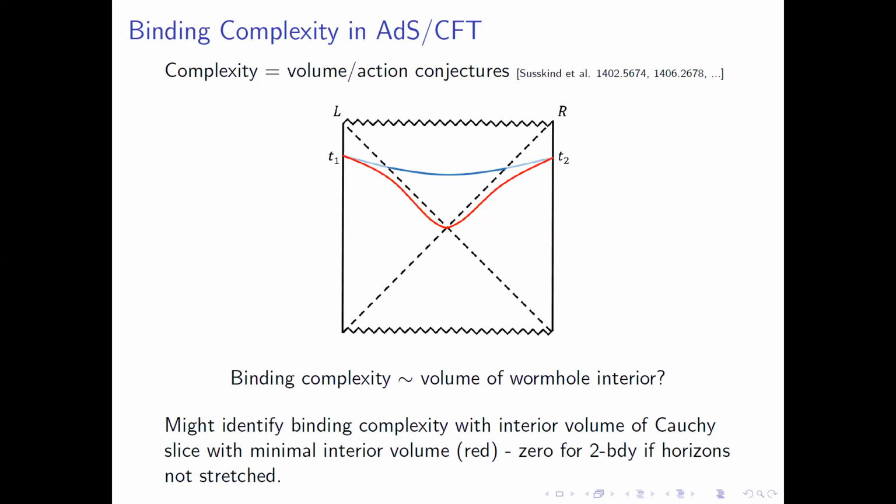It turns out this is not going to quite be satisfactory, for one reason among many, that the binding complexity is going to be invariant under the boundary time evolution because this doesn't actually create entanglement between the 2 CFTs. A different proposal you might think is true is that the binding complexity is identified with the interior volume of some Cauchy slice with minimal interior volume, like the red slice. When your wormhole has 2 boundaries, this actually appears to be 0. If you stretch the horizons, you'll get a contribution proportional to the entropy of those horizons. But you can generalize this to wormholes of higher number of boundaries, and we'll do that later in the talk.